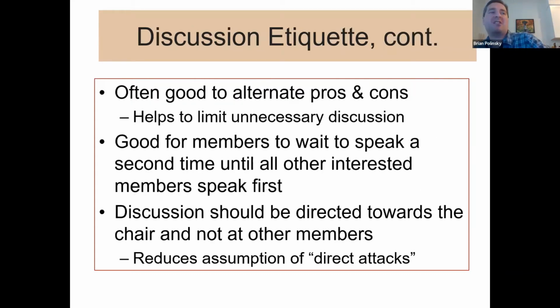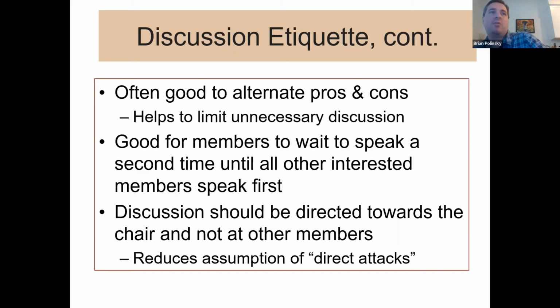When you're having a discussion, it's usually a good idea to alternate people on the pro side and the con side. And that way you're getting people on both sides of the issue, and it helps to limit unnecessary discussion. Because if you have one person after another who's making the same point, there's really no reason for them to keep on talking, except that person wants to be up there and hear themselves talk. The idea of discussion is to actually hear both sides of the argument.